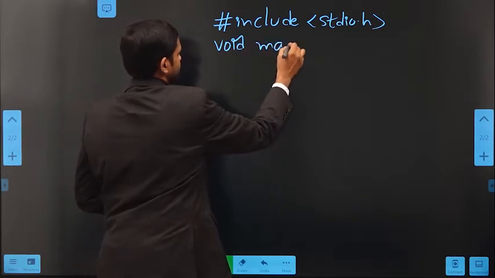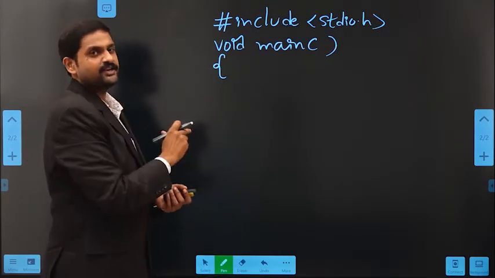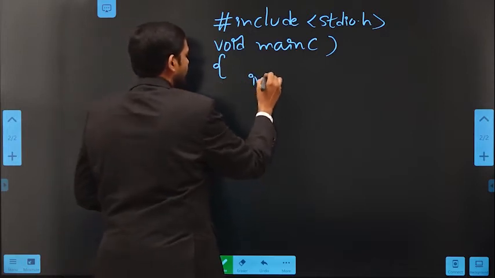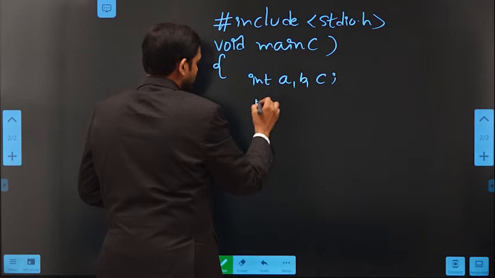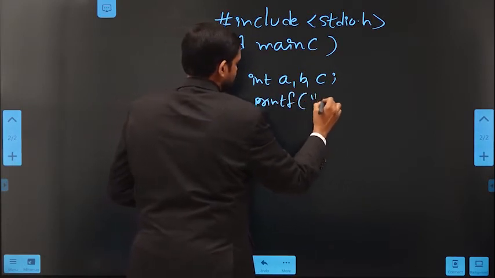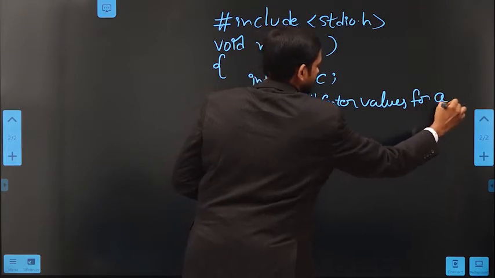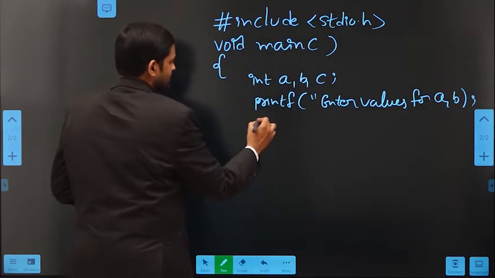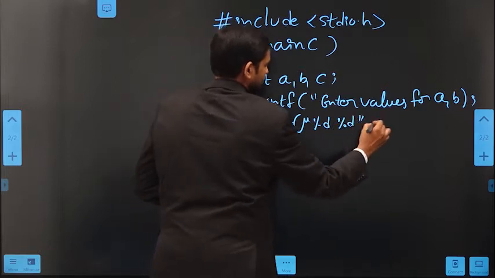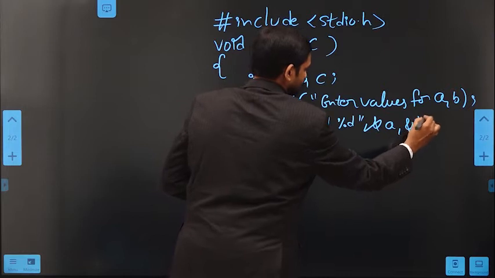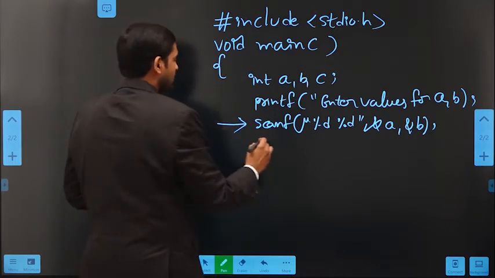void main, and the variable declaration should be given here: int a, b, c. printf, enter values for a comma b. scanf, this is the statement to read the input from the keyboard.